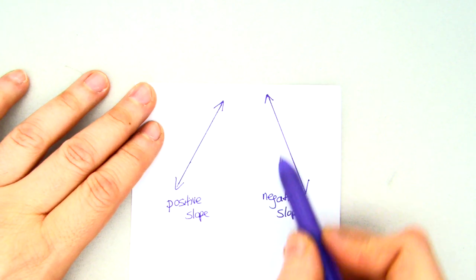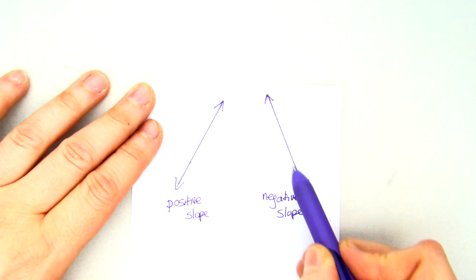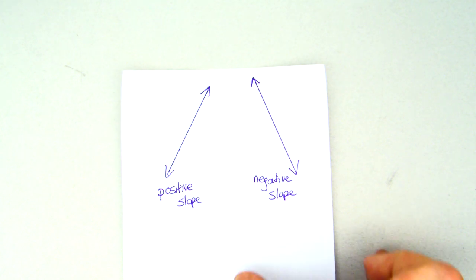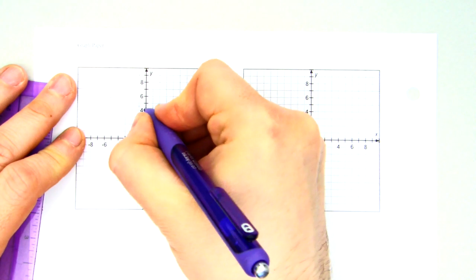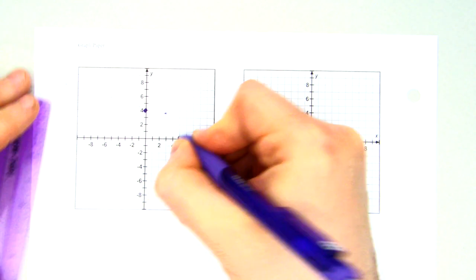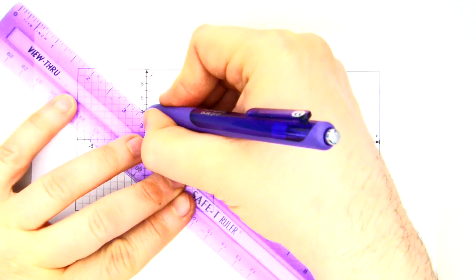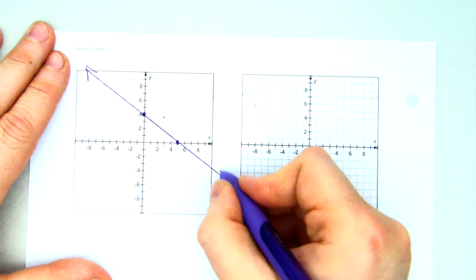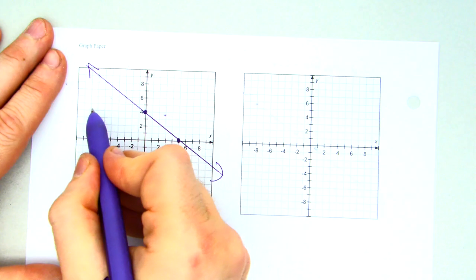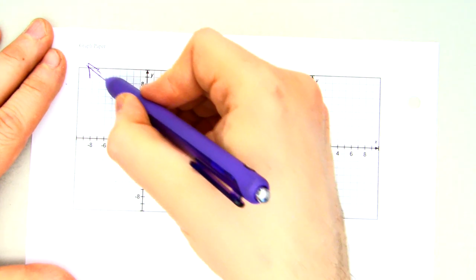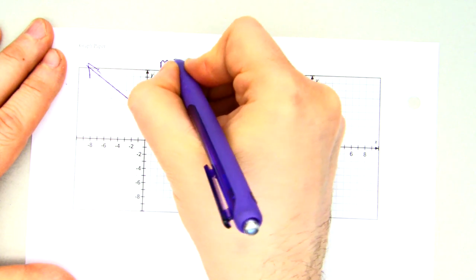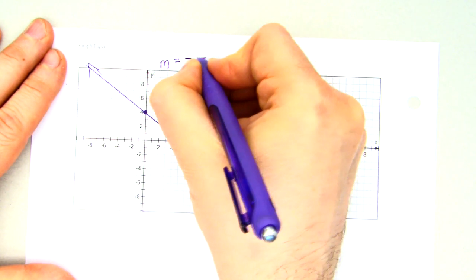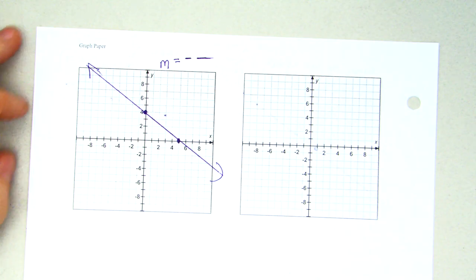We're just going to have to note that if we ever end up going down like this, we're going to make our slope negative. So let's take a look at this line over here that I'm drawing. As I move from left to right across this graph, that line is going down, which means I'm going to have a negative slope. So I'm going to just put a negative sign up front, and then I'm going to start my fraction.